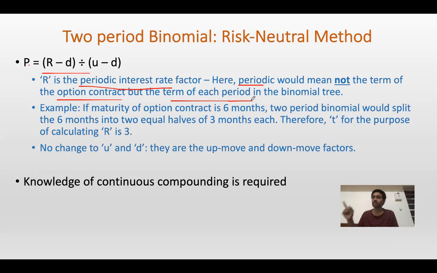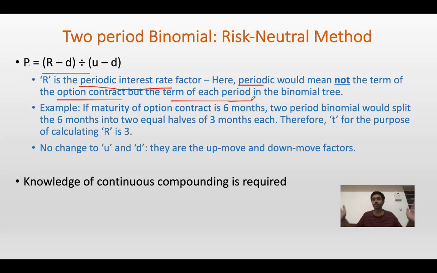So if I had to do the same thing in a 2-period binomial model, I would first multiply 5% with 3 by 12, or divide 5% by 4. Then I would get 1.25%. So it is 5% per annum, but it won't be compounded semi-annually. It will be 5% per annum compounded quarterly, which is equal to 1.25% for each quarter, because my period for a single binomial is 3 months.